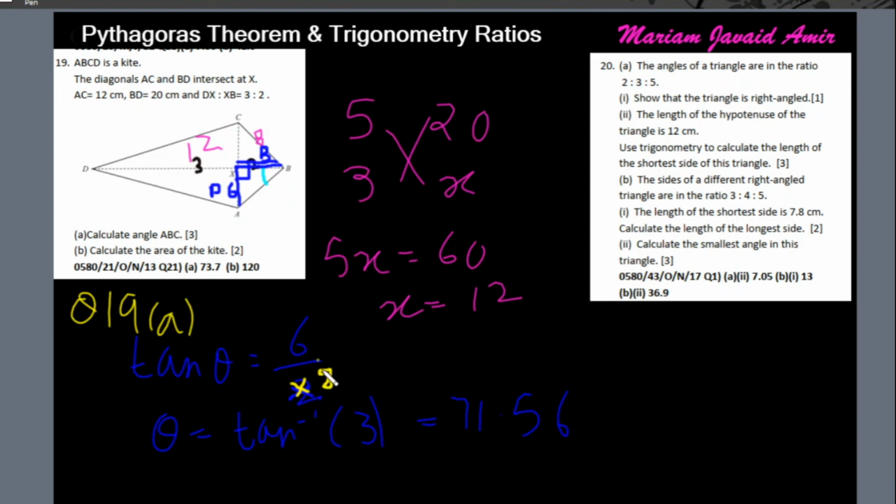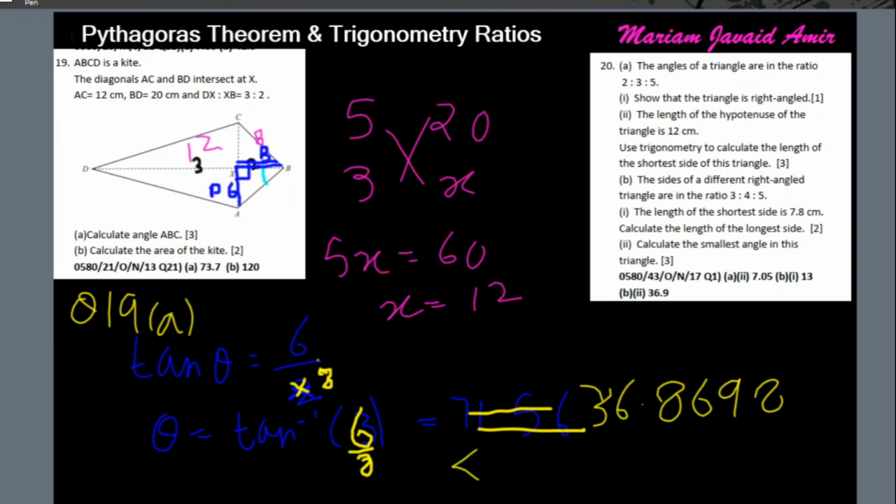So we have to find tan inverse 6 by 8, and then whatever the answer is, multiply it with 2. So tan inverse 6 by 8 gives us 36.8698. And then for the angle ABC, we multiply this by 2, which gives us 73.7 rounded off. Okay, this was part A.